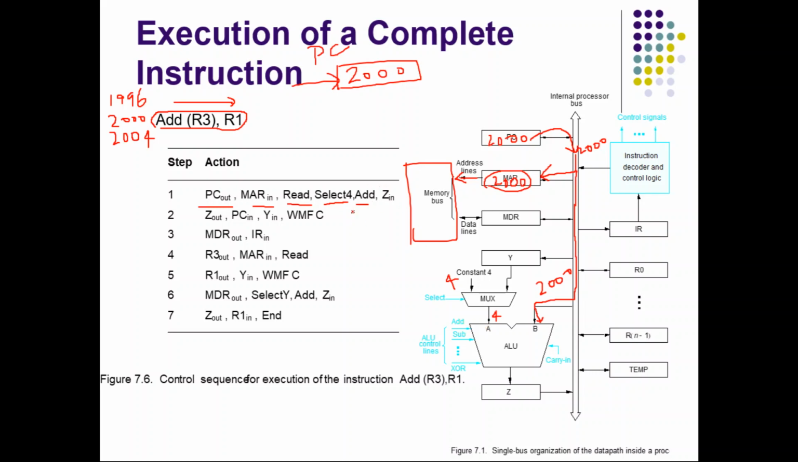Now you are telling add. So add A and B is what? 2004, and that will be available in Z in. This is the input to Z, and this is the output of Z. So the output, which is nothing but 2004, will be temporarily stored in Z. What is this 2004? This is the address of the next instruction, because when the current instruction is executing, by that time itself the PC should increment. This instruction is executing, it is not completed, but meanwhile we increment the PC.